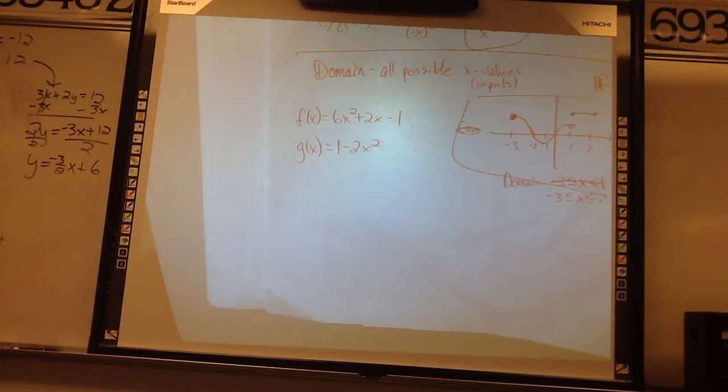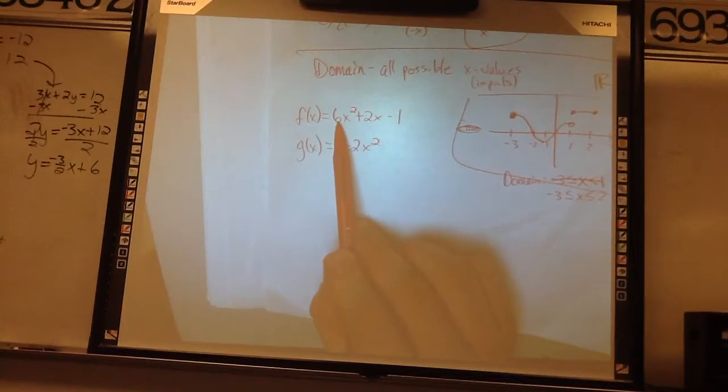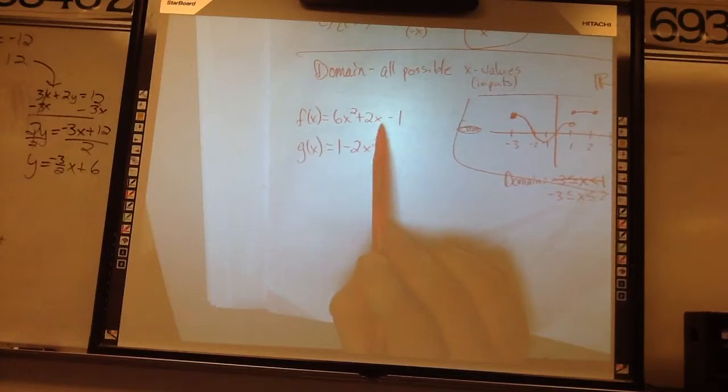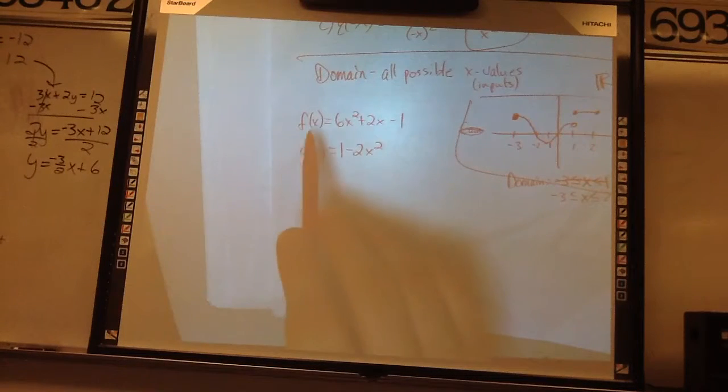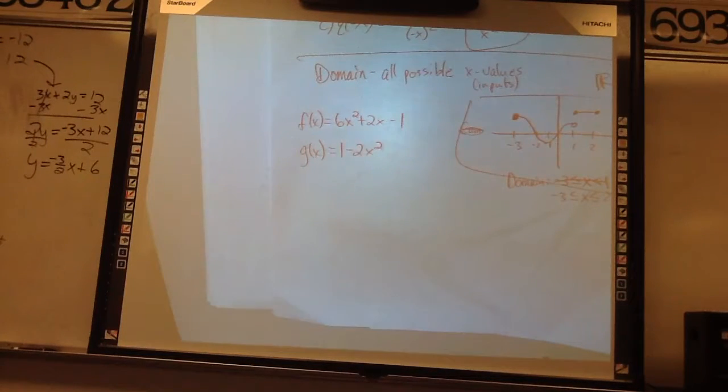5. 25 times 6, 150, plus 10, 160, minus 1, 159 for y. So you go 5, 159. There's a point there. Are there any numbers that will not work? How do you go about finding that? No, there's not. You'll always get an answer. There's only 2 times, unless we're getting into trig.